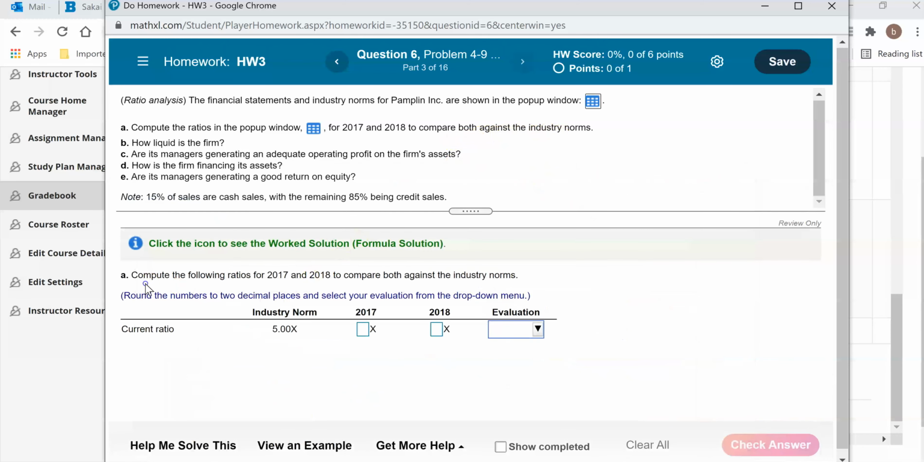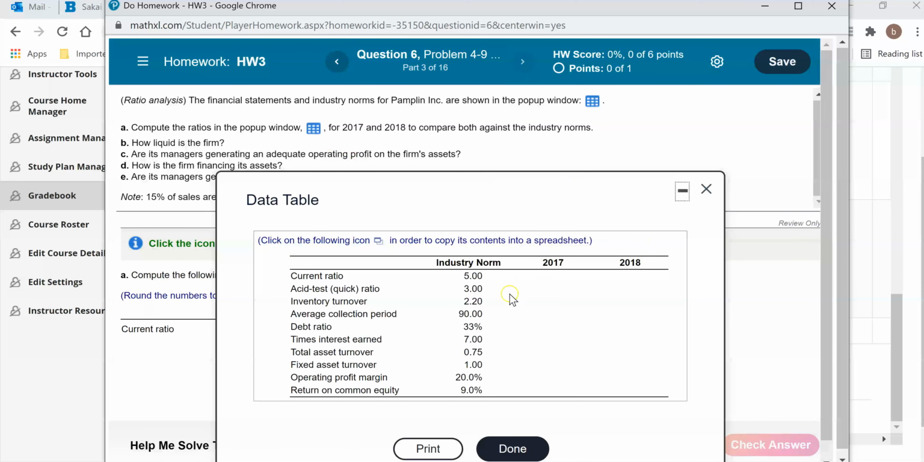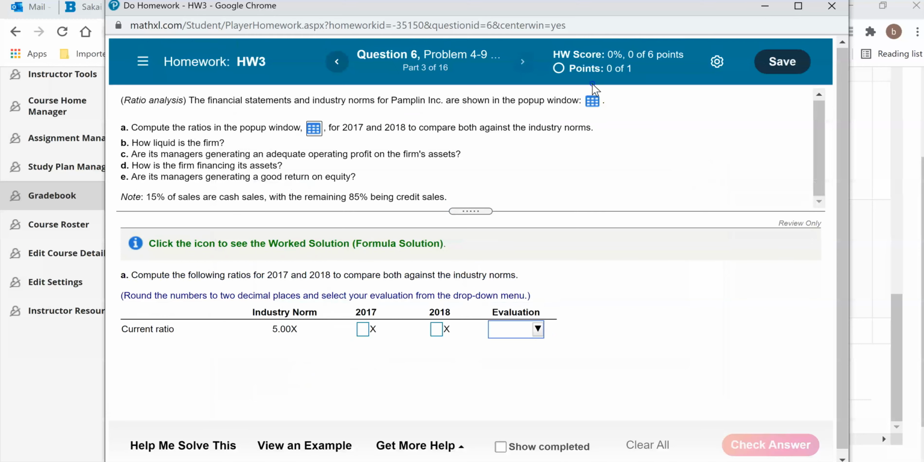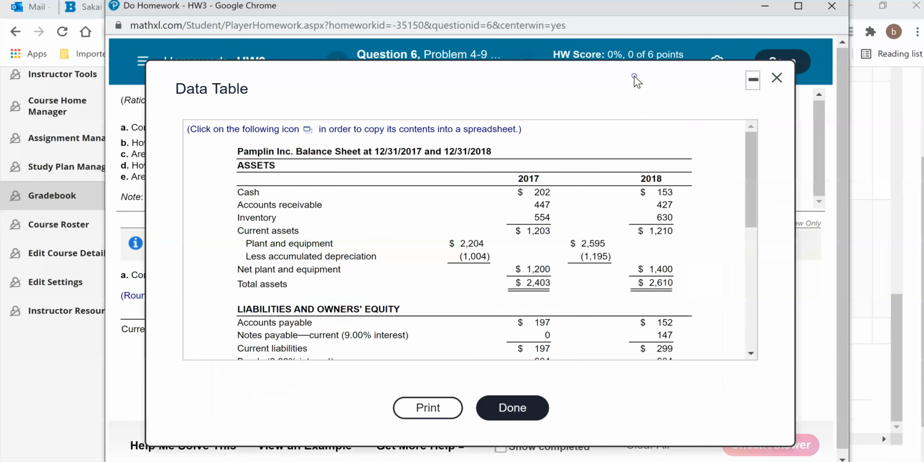So let's see. The first one is current ratio, and let's note the rounding requirement. Round the numbers to 2 decimal places and select your evaluation from the drop-down menu. So the first one is the current ratio. Industry norm is 5, and let's say current ratio is defined to be current assets divided by current liabilities, right? Oh, this is the table for the industry norms, and so let's click on this.